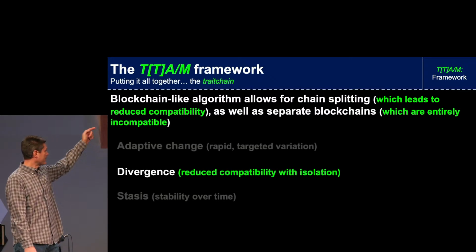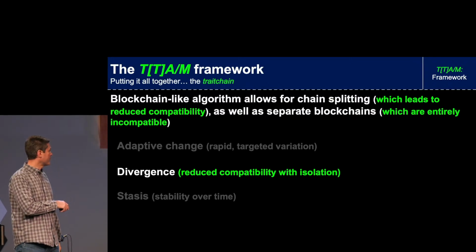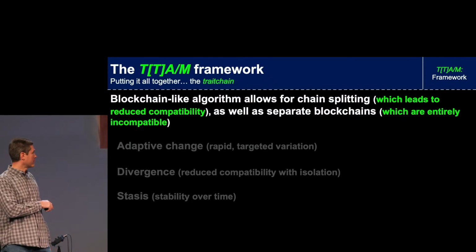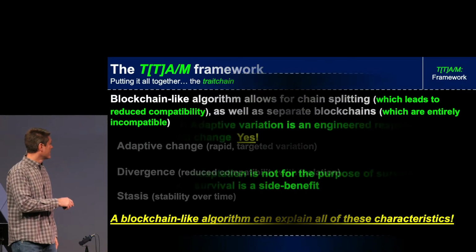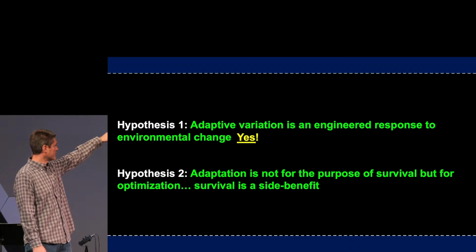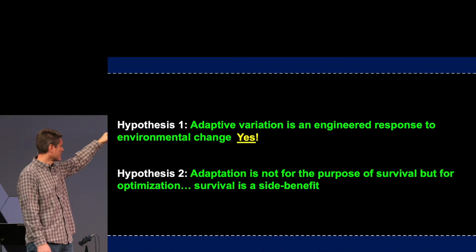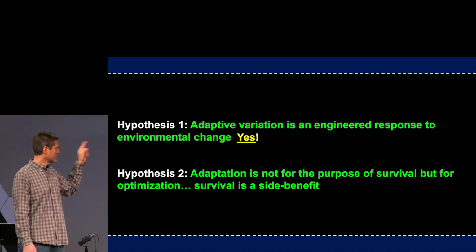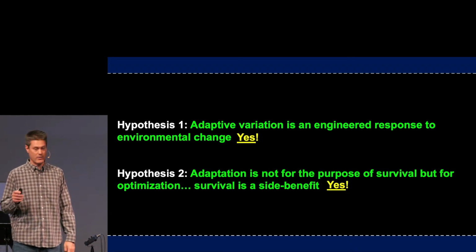So we've talked about adaptive change, divergence, and stasis, and I think I've demonstrated that a blockchain-like algorithm, trait chain, can explain all three of those. So, again, we had two hypotheses. One, adaptive variation is an engineered response to environmental change, and we said yes, we've demonstrated that. Two, adaptation is not for the purpose of survival, but for optimization. Survival is a side benefit, and we have now demonstrated that as well.